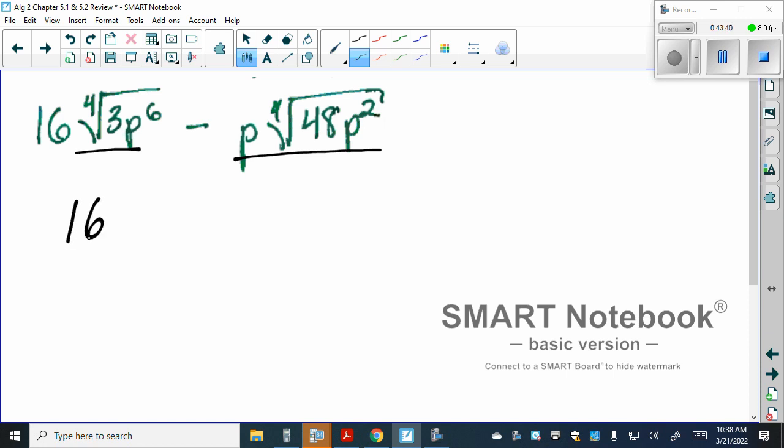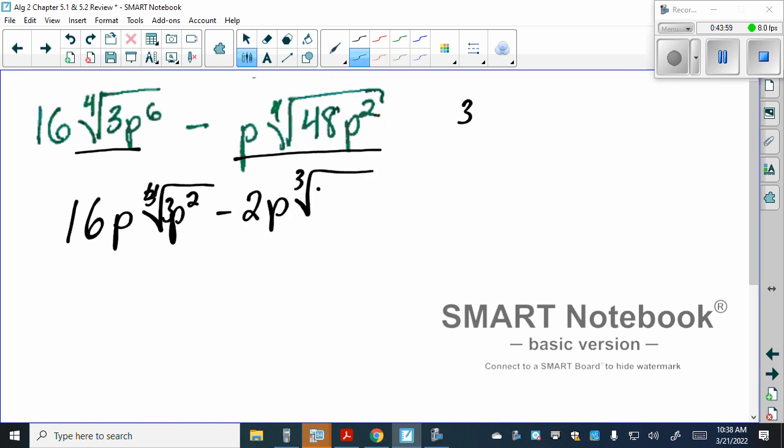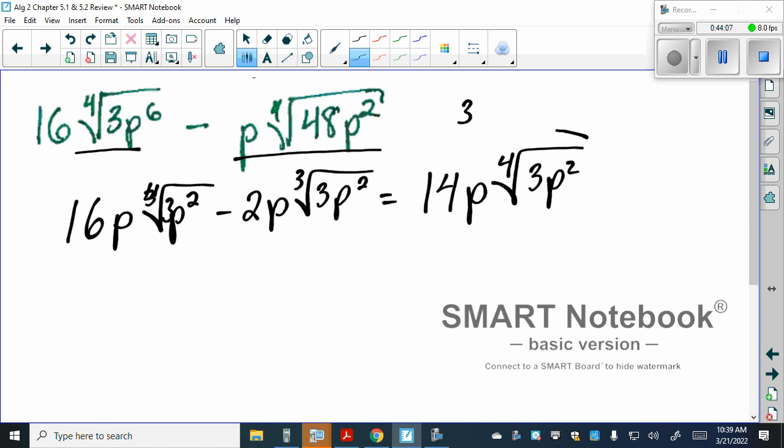And this here, p to the 6th will actually work out to be p times the 4th root of 3p squared. Minus 48 will actually be 3 times 16, and 16 would be 2p times the 4th root of 3p squared, and this subtracts to 14p times the 4th root of 3p squared.